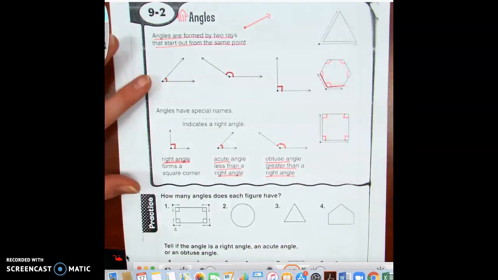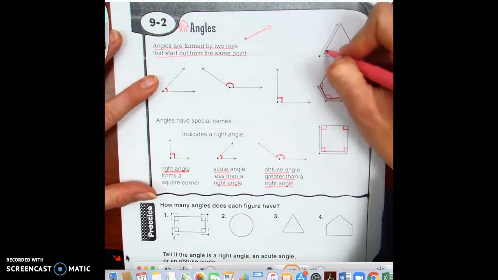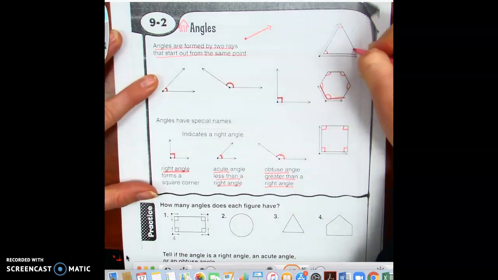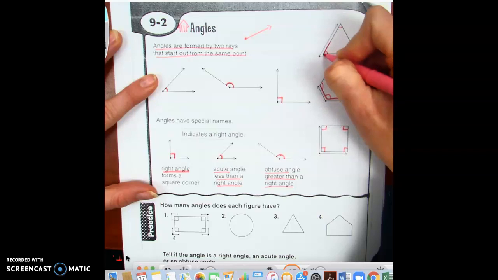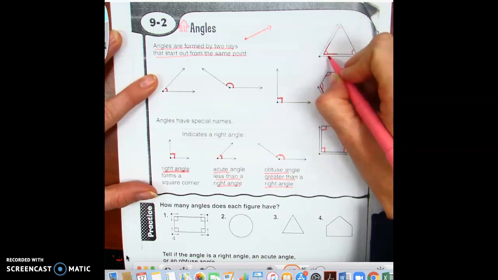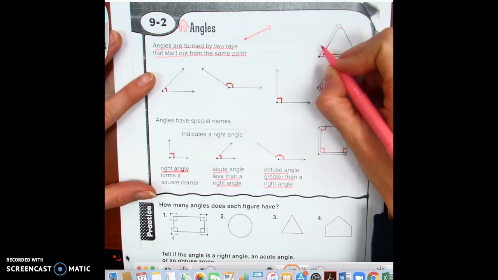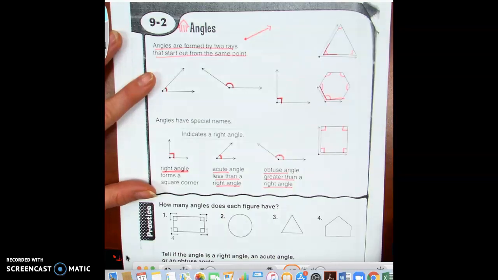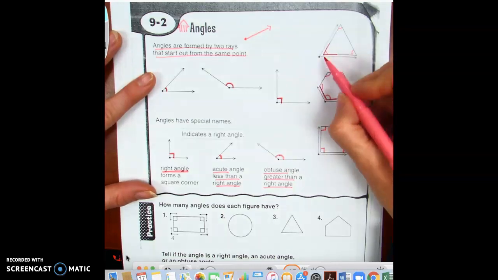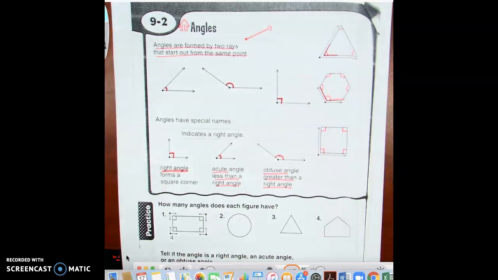What about the triangle? If you're looking here at this angle in the corner, is that right? Does it form a square corner? No. Is it an acute or an obtuse? Is it greater than or less than? You can see that it's less than a right angle, so we say it's acute. Or you can say, oh, look, it's so tiny and it's so cute. That's called an acute angle.